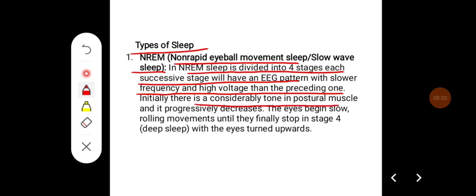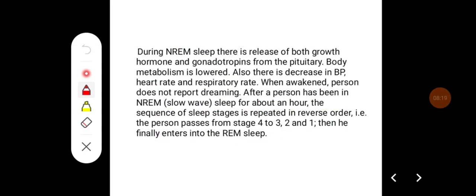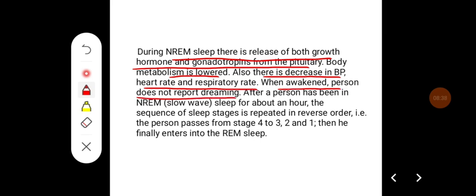Initially, there is considerable tone in the postural muscles and it progressively decreases. The eyes begin slow rolling movements until they finally stop in stage 4, that is deep sleep, with the eyes turned upwards. During NREM sleep, there is a release of both growth hormone and gonadotropins from the pituitary. Body metabolism is lowered. Also, there is a decrease in blood pressure, heart rate, and respiratory rate. When awakened, the person does not report dreaming.